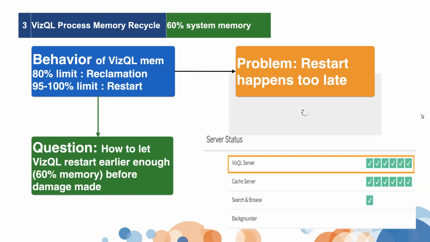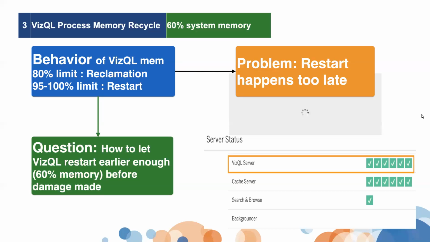I'm assuming you always have multiple instances of these VizQL servers. For example, in the picture on the right side, there are 5 or 6 of those. So if one of them restarts, it's not bad. The problem with this behavior, I wish it could be better, is that the restarting happens too late. That means damage is made already. You see the whole server or a lot of people's dashboards spinning already.